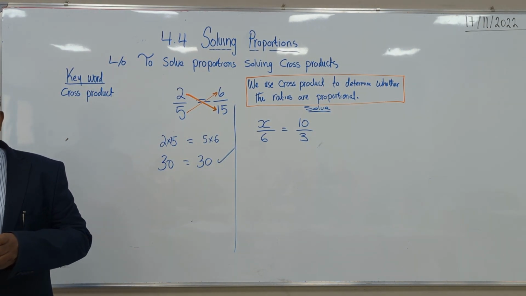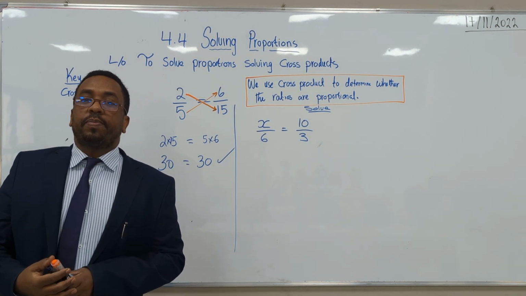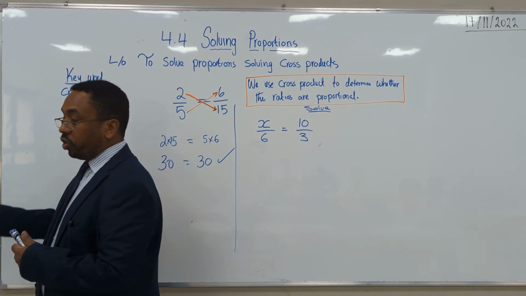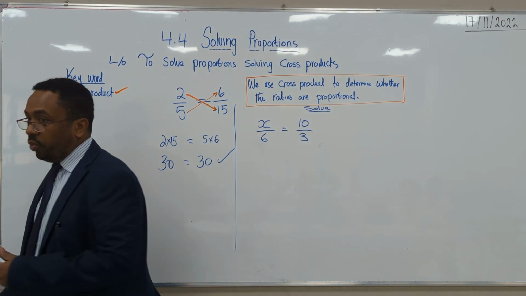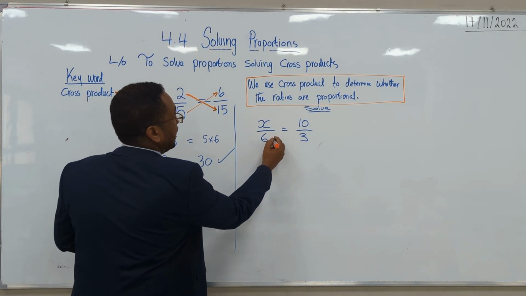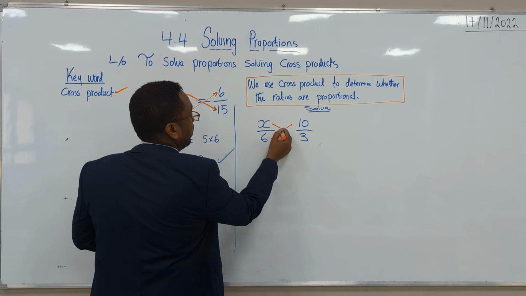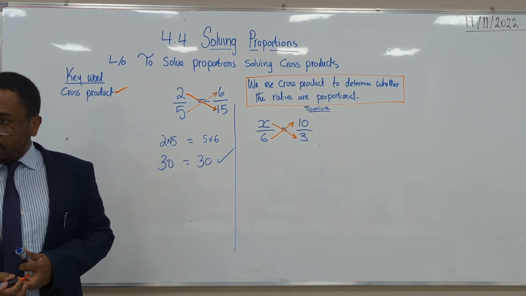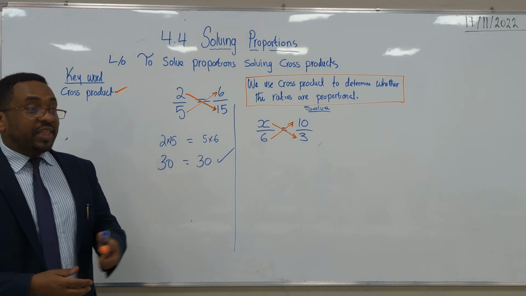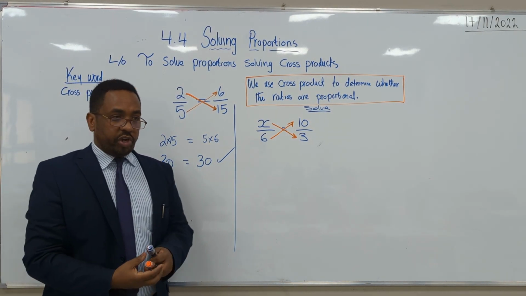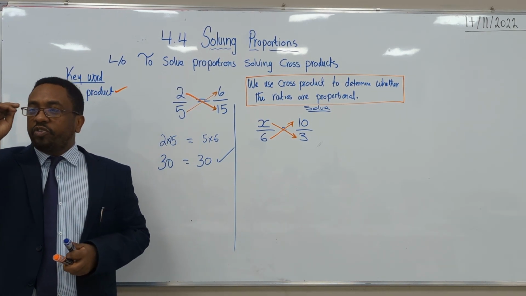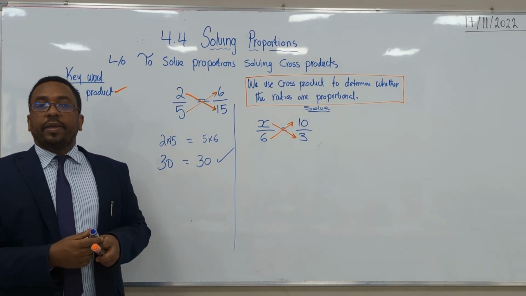So remember when we are solving proportions, we use the cross product. How do we use it? We multiply this number to this, we multiply this one to this, and remember, one of them is unknown. But on condition, they have to be proportional. We know they are proportional, but we just need to find the missing number. Does that make sense, boys? Right, so let's multiply.